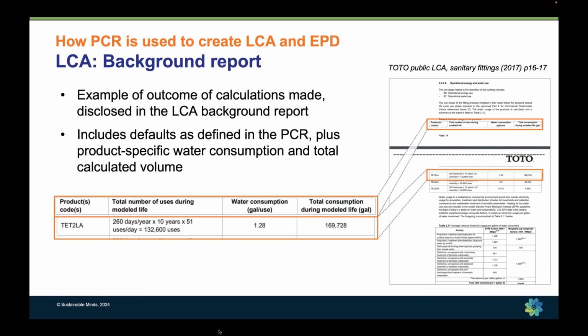So this is an example page pulled from the public LCA for sanitary fittings, showing how those calculations are made and what exactly was entered into the model. And in this case, the total number of gallons of water was dependent on the gallons per use of that product. So it shows the total volume of water over the modeled life.